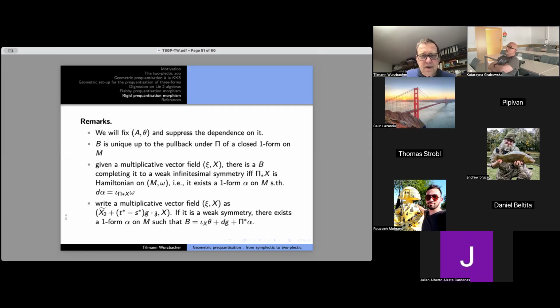And since we know how a multiplicative vector field looks like, I wrote it here again, then we can write down the B. Yeah, if it's a weak symmetry, it's an explicit formula, but I don't want to discuss it now. But it's again the alpha going in the formula.